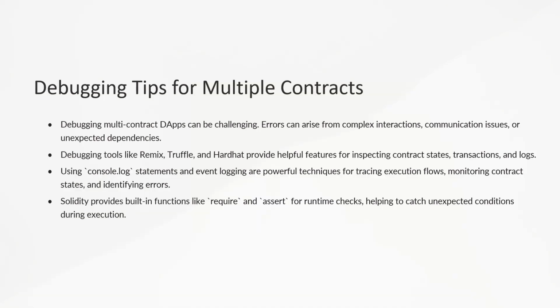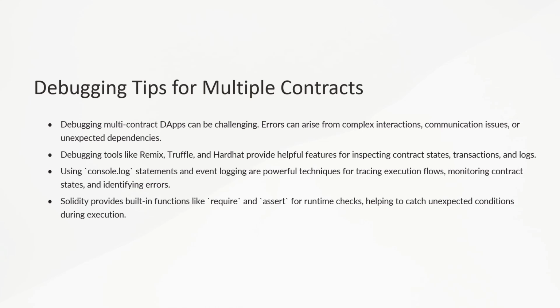Here are some tips for debugging multiple smart contracts. Debugging multi-contract DApps can be challenging. Errors can arise from complex interactions, communication issues, or unexpected dependencies. Utilizing development tools and techniques is crucial for effective debugging.